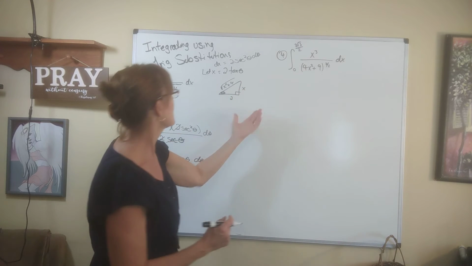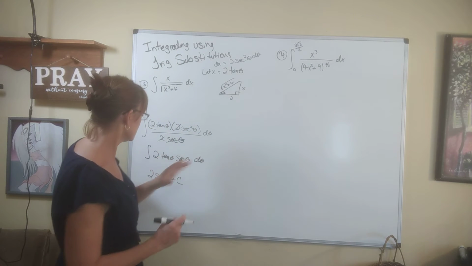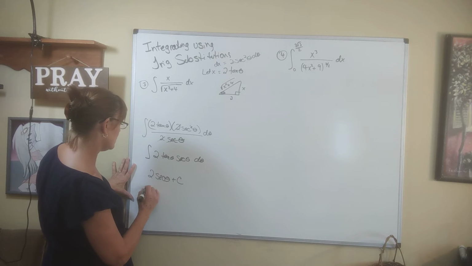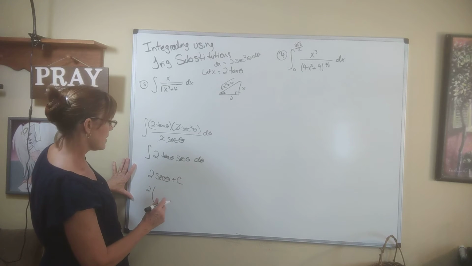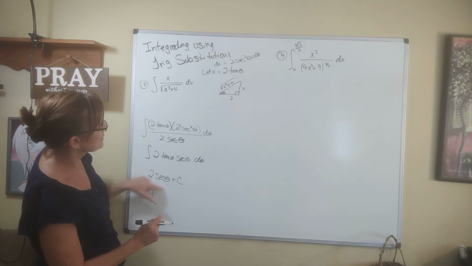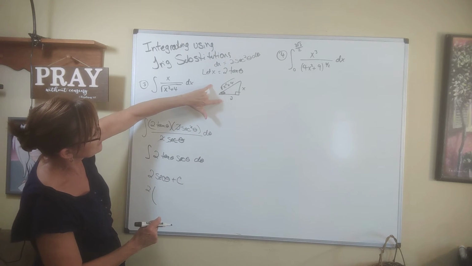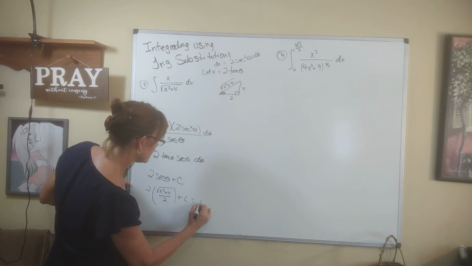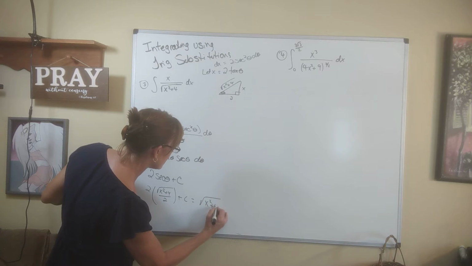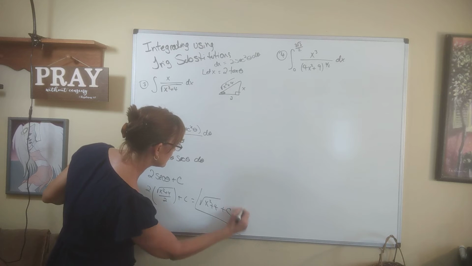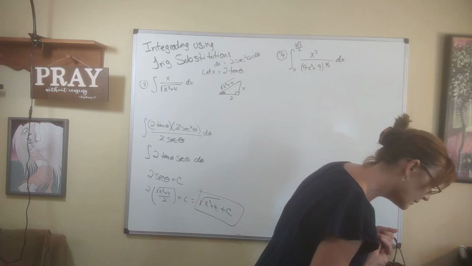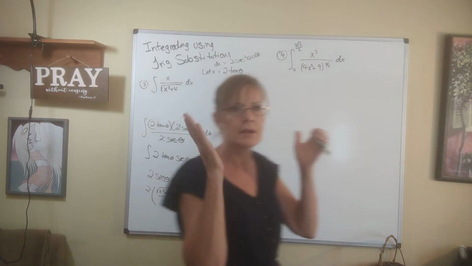Let's rewrite this in terms of x's. Secant is 1 over cosine. Cosine would be adjacent over hypotenuse, so secant is hypotenuse over adjacent. So it's the square root of x squared plus 4 over 2 plus a constant, or just the square root of x squared plus 4 plus a constant. Okay, let me pause for a second and make sure I didn't miss something. That seemed too easy. No, it was right.